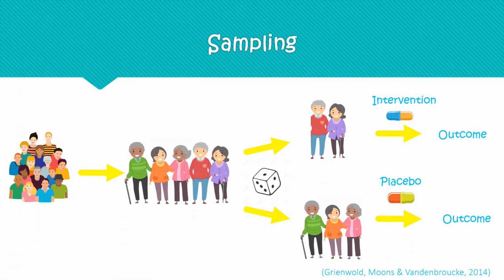So here you have a cohort of people. After the inclusion and exclusion criteria have been applied, the cohort is narrowed down to elderly people between the ages of 51 and 70. These participants will then be randomly allocated to one of two groups, either the experimental group, who will receive the actual vitamin D supplement, or the control group, who will receive a placebo.